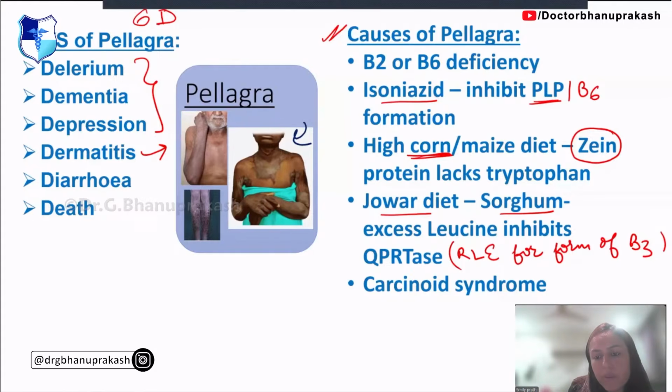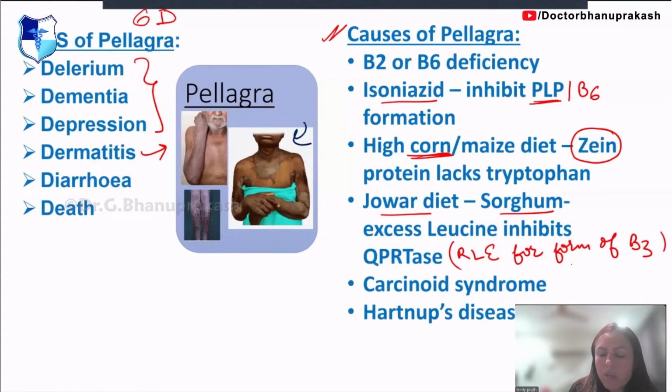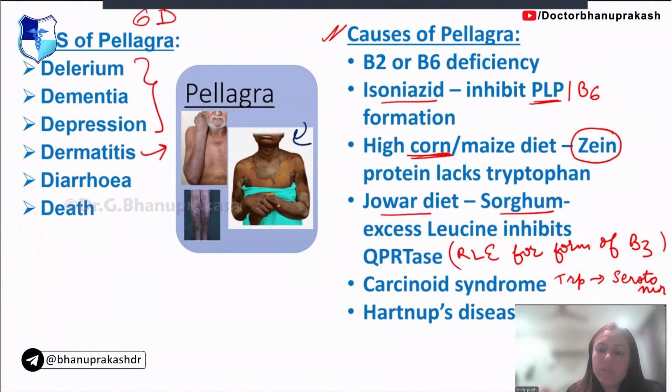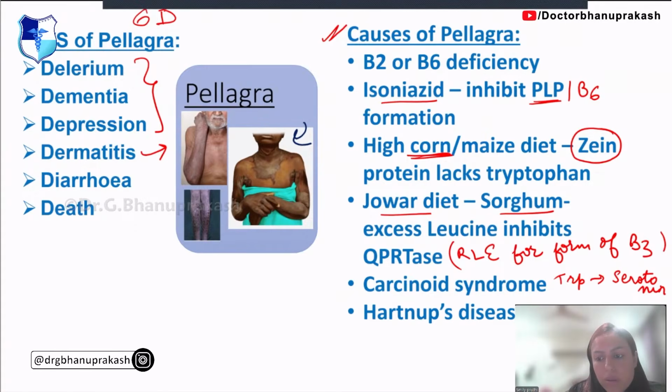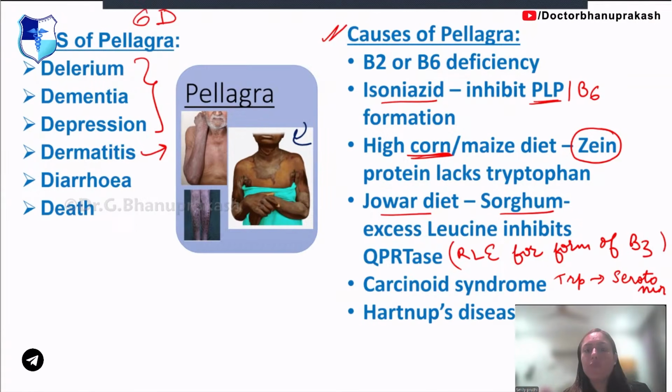So, carcinoid syndrome, in which a lot of tryptophan is used to make serotonin. So when a lot of tryptophan is used to make serotonin, then there is deficiency of tryptophan leading to deficiency of niacin. Okay, then there is Hartnup's disease. In Hartnup's disease, tryptophan is lost in urine. Tryptophan lost in urine, right? So these are all the causes of pellagra.